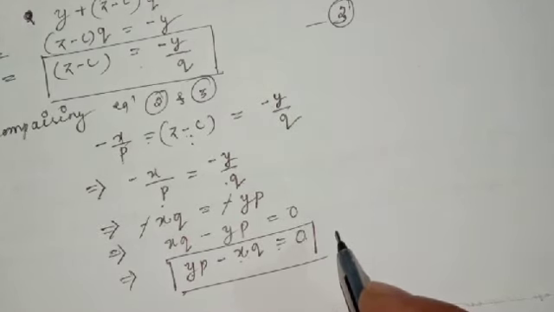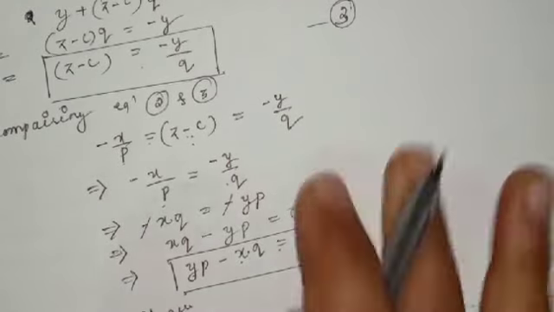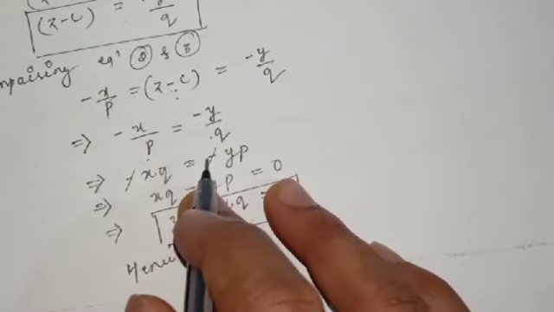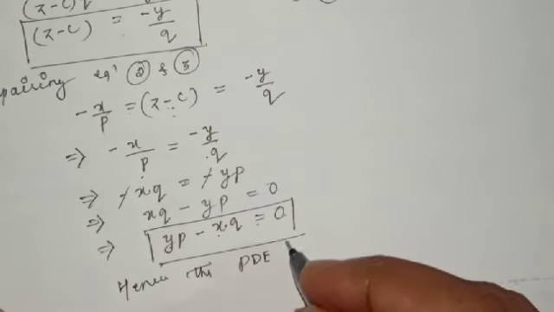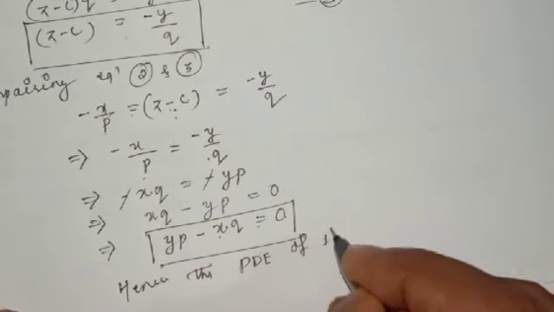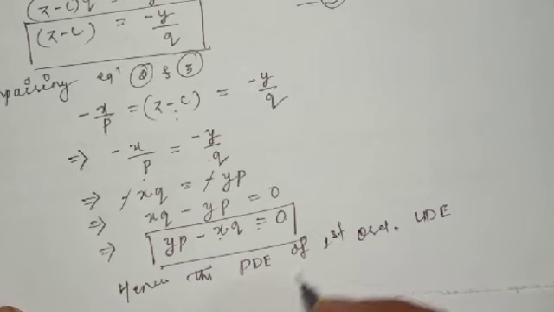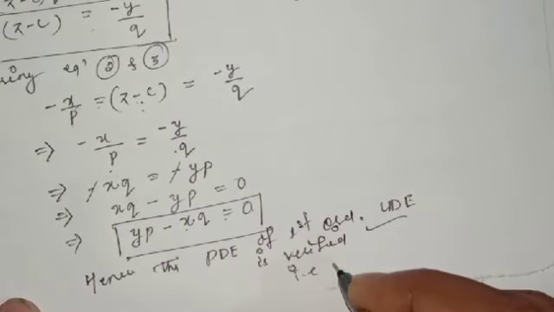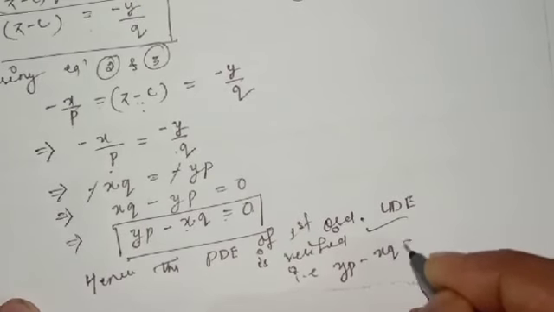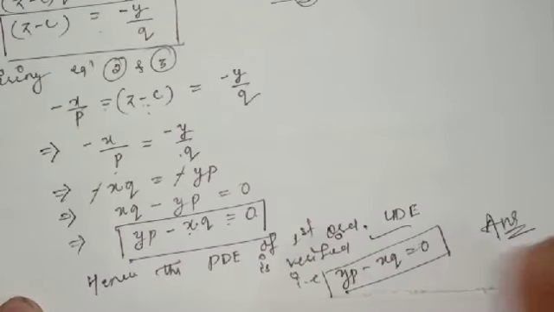Hence the partial differential equation of the first order linear differential equation is verified, that is yp minus xq is equal to 0. And this is your answer. I hope you understand, students.